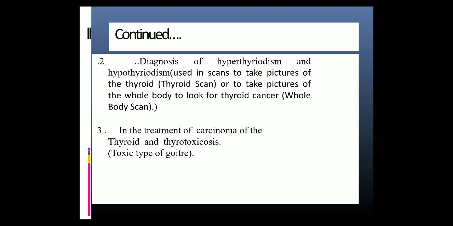Third use, in the treatment of carcinoma of the thyroid and thyrotoxicosis. What is meant by thyrotoxicosis? Thyrotoxicosis is a toxic type of goiter, the swelling of the neck. Next.